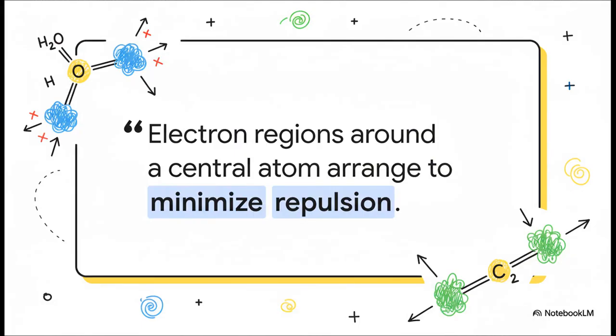And that is the whole game, right there. It's all about personal space. Since all electrons have a negative charge, they naturally push each other away. And VSEPR theory basically says that this constant pushing and shoving is the only thing that really dictates the molecule's final 3D shape. It's that simple.